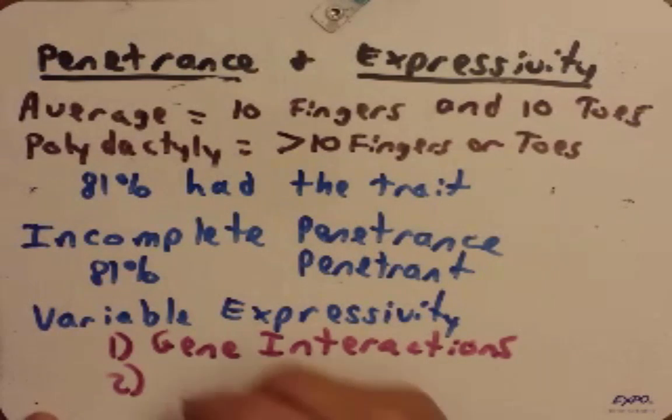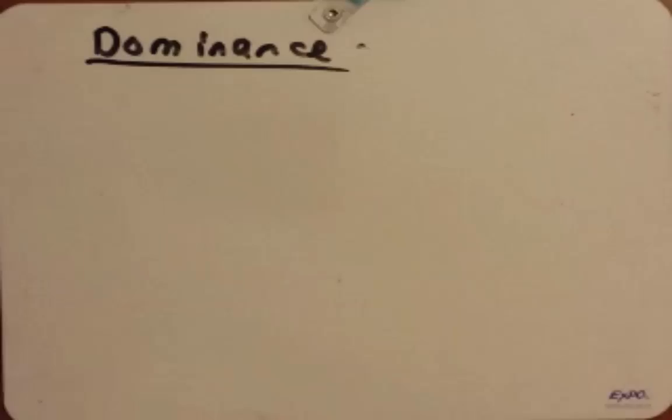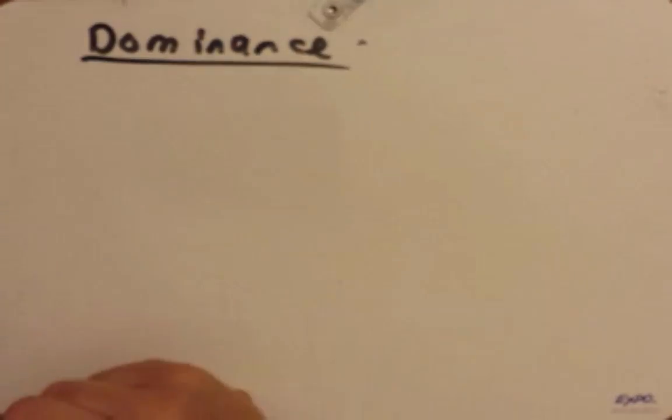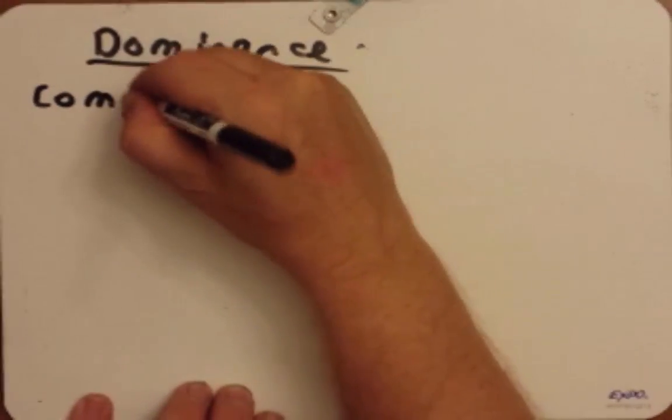Another factor is the environment. Environment plays a huge role in many of these traits, including polydactyly, where depending upon the environment, it can change the penetrance or the expressivity. And let's talk about dominance. Up to this point, we've talked about traits that are, we haven't used the term, but this is what we meant, completely dominant.